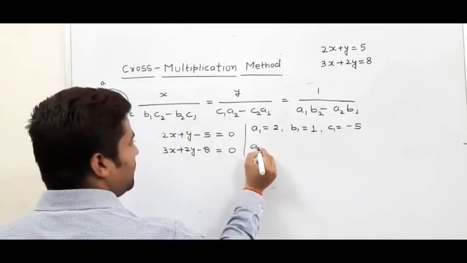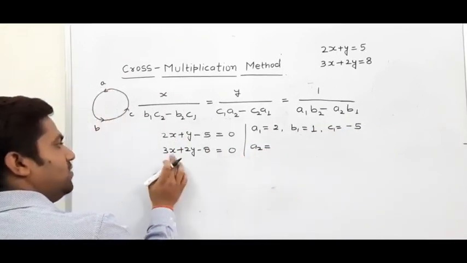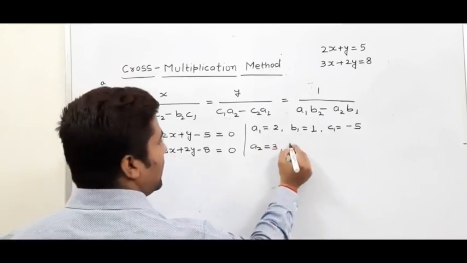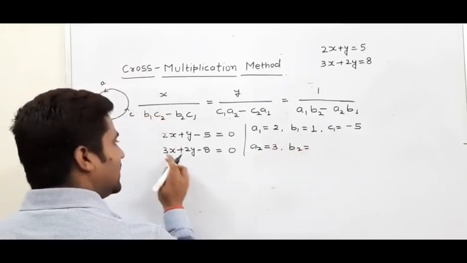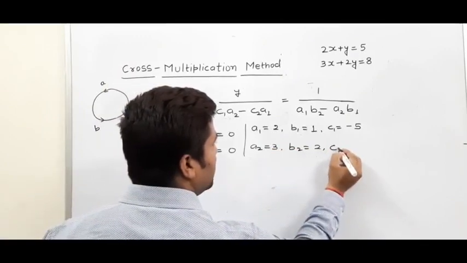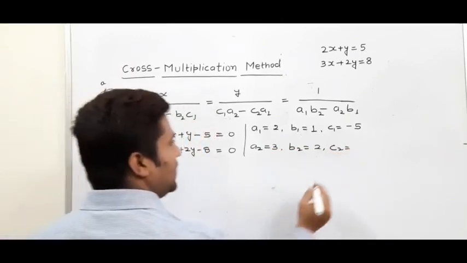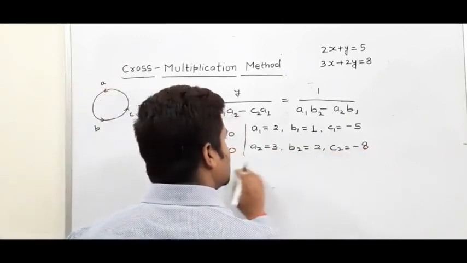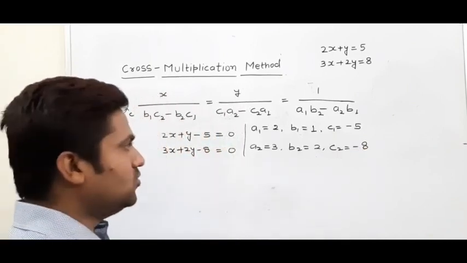Okay, and the value of a2, that is the coefficient of x, that is 3, and the value of b2, that is the coefficient of y again, that is 2, and the value of c2, that is the constant term without any variable, that is minus 8. So these are all the values of a1, a2, b1, b2 and c1, c2.